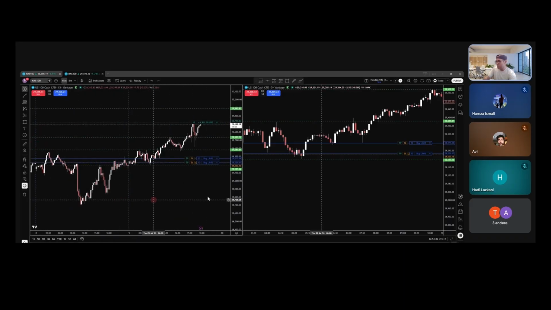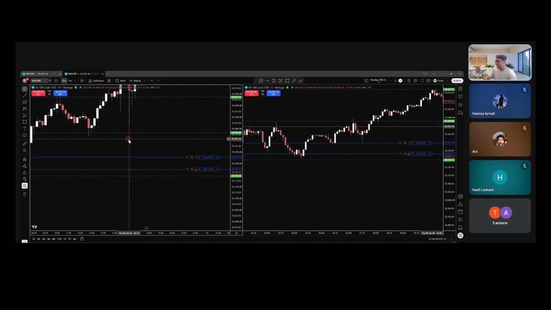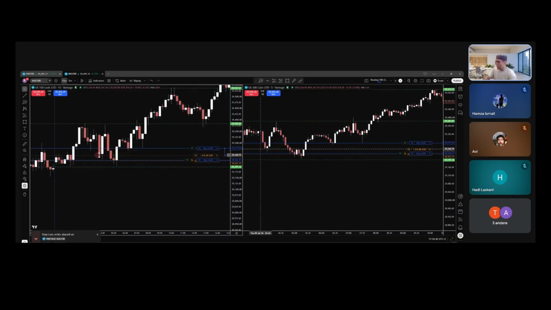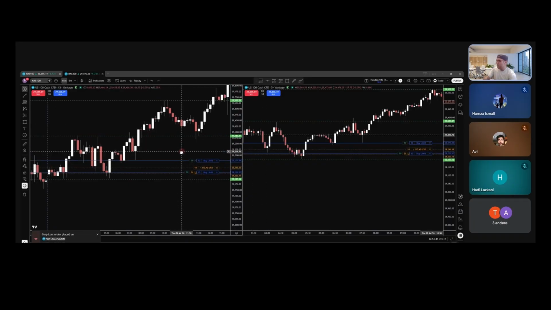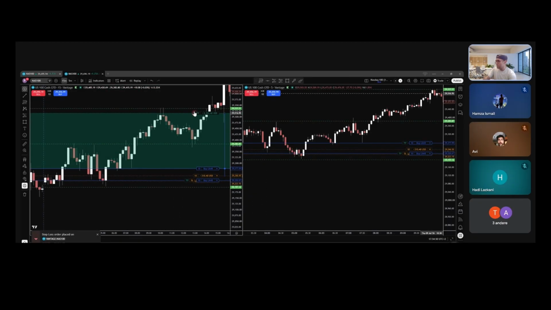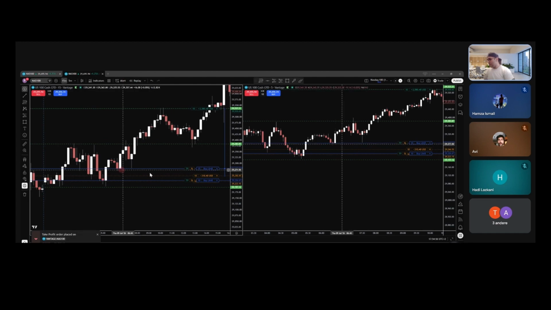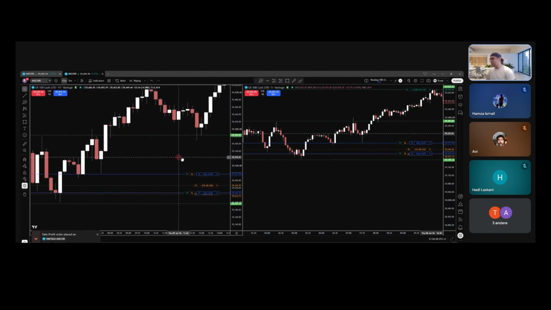So the first one I got there. The second one, the one here that I got in, my stop loss was here below the wick of that one, and my target was here. And after, look here, that's what I'm talking about.